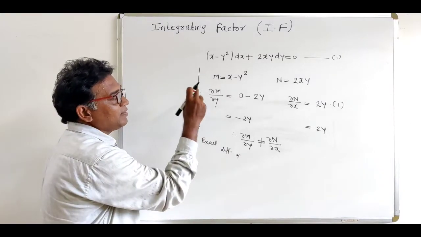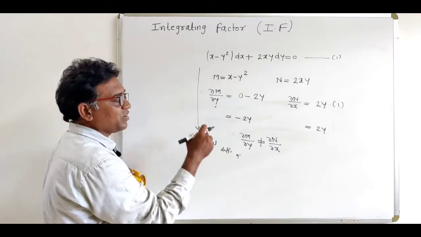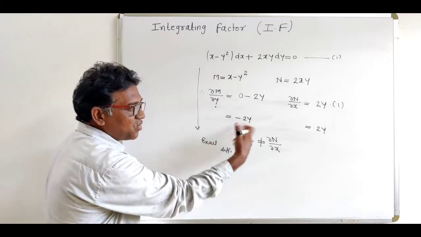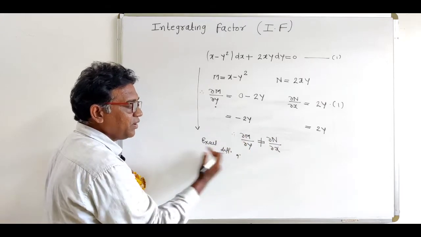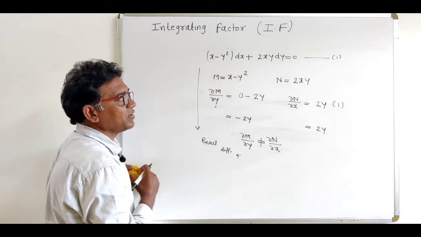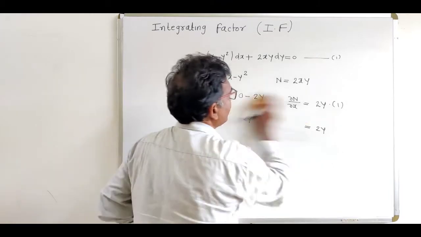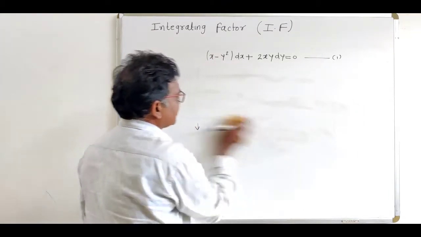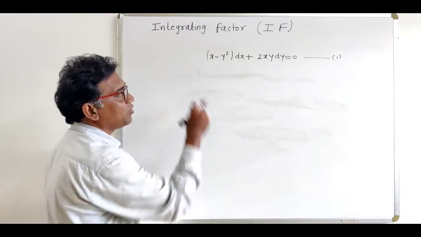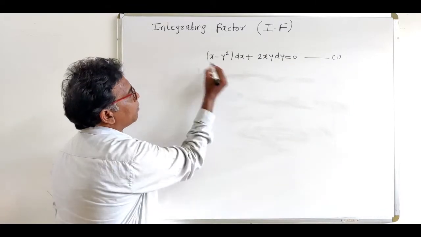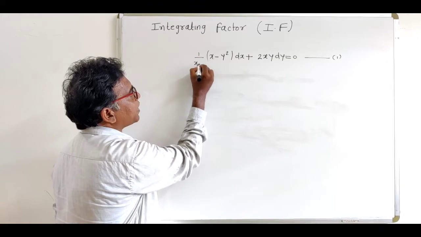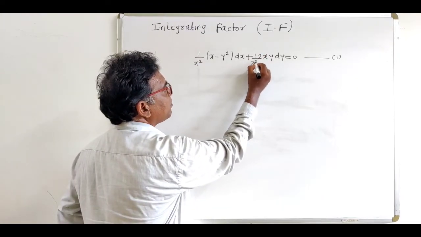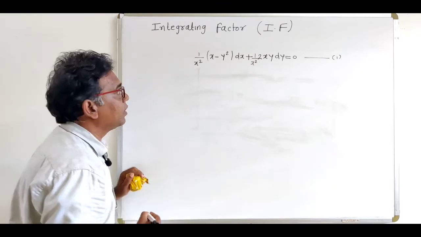If you multiply this equation 1 by a certain term, then we can convert this non-exact differential equation into an exact differential equation. Now see, suppose you multiply this equation 1 by 1 upon x square. Multiply this second term also by 1 upon x square.